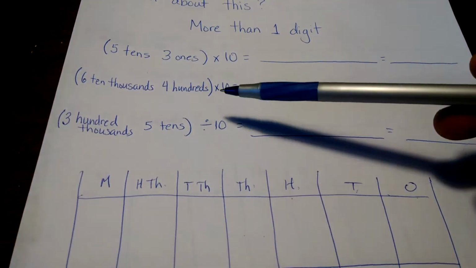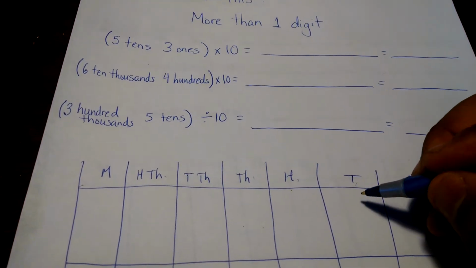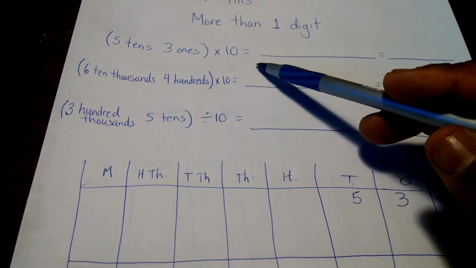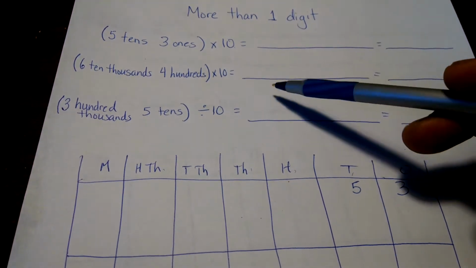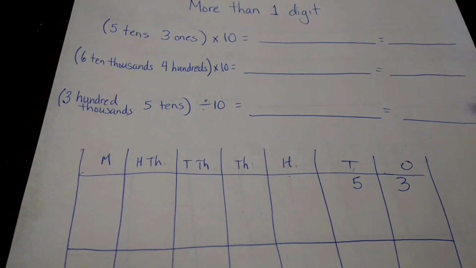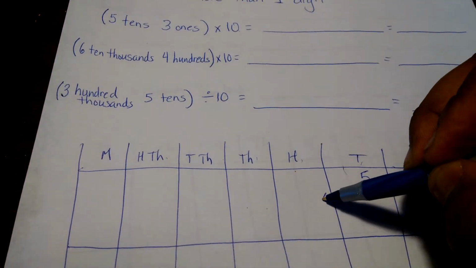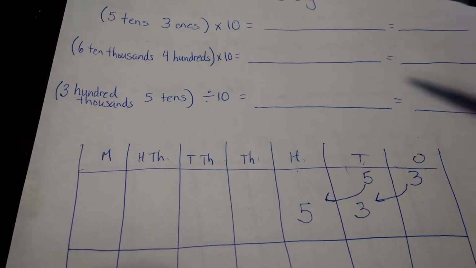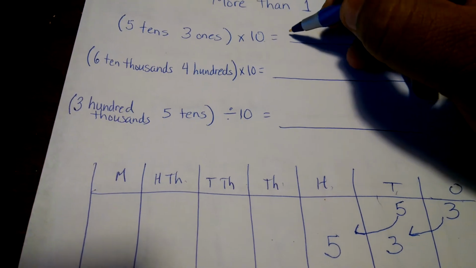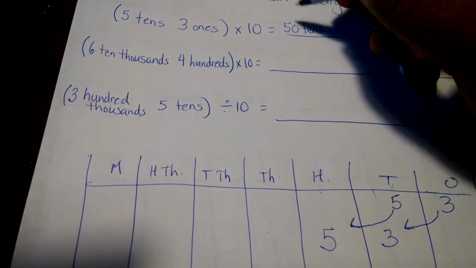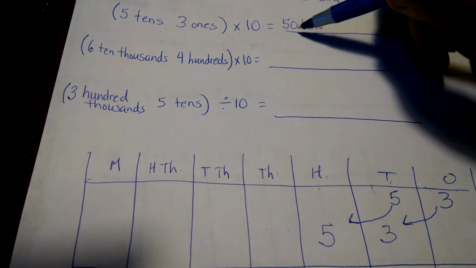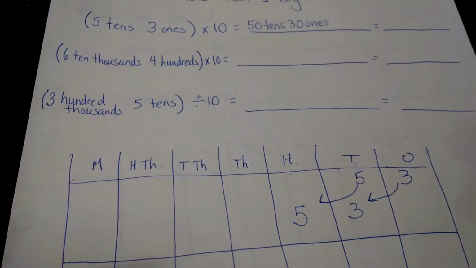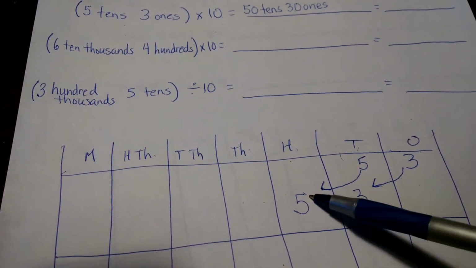5 10s, 3 1s. If I use my chart, 5 10s and 3 1s, it's 53. And I'm multiplying it by 10. If you multiply, the digit moves to the left. So if you have two digits, they both move one place to the left. So the 5 becomes 5 hundreds, and the 3 1s becomes 3 10s. So I have 50 10s because 5 times 10 is 50, and I have 30 1s because 3 times 10 is 30. And if I look at my chart, I also have 53 10s.